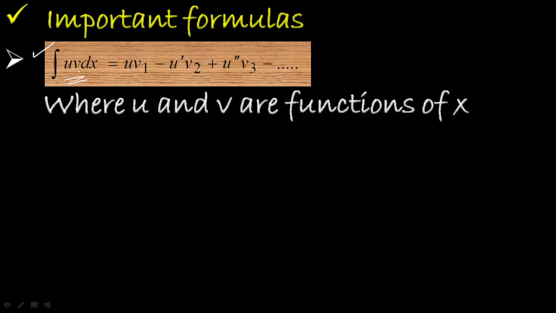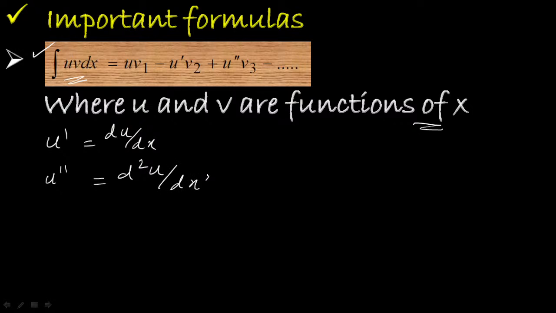That is, integral of u v dx is equal to u v1 minus u dash v2 plus u double dash v3 minus, etc. Here both u and v are functions of x. Here u dash, u double dash, u triple dash, etc. represent successive derivatives of u, which means u dash means you differentiate u once with respect to x, u double dash means you differentiate u twice with respect to x, etc. And v1, v2, v3 are successive integrals of v.